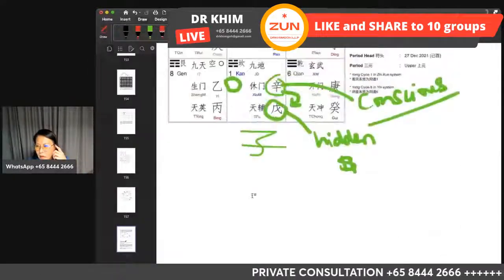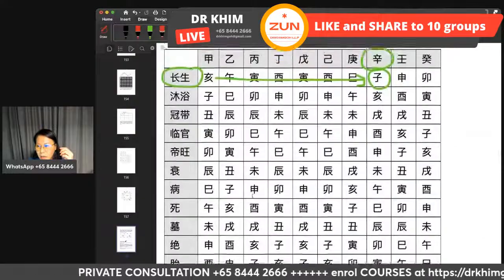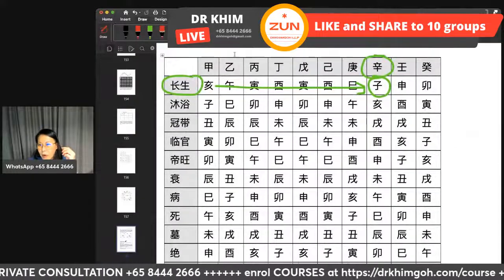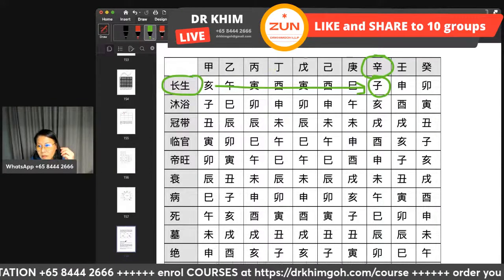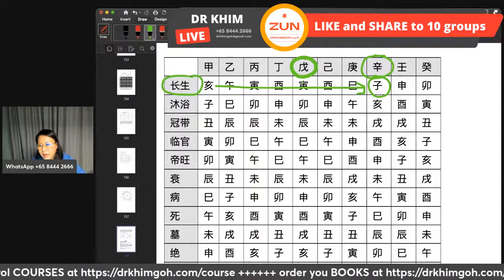On top, is it? Yeah, on top. Okay, so we go and see the money. Right, so now we go ahead and see the wu. This is the money sitting right beneath the sink, which is at zi.